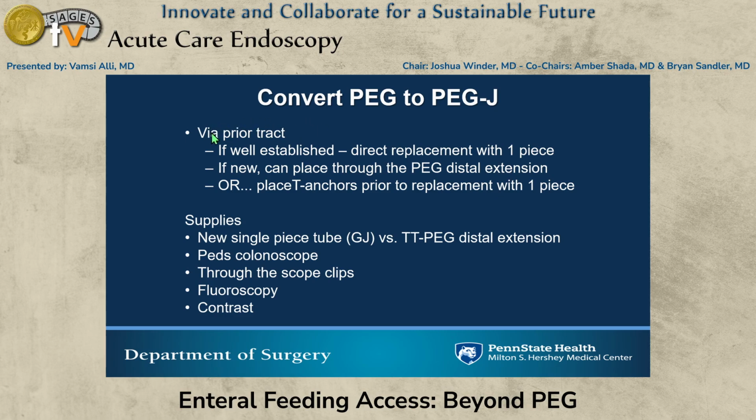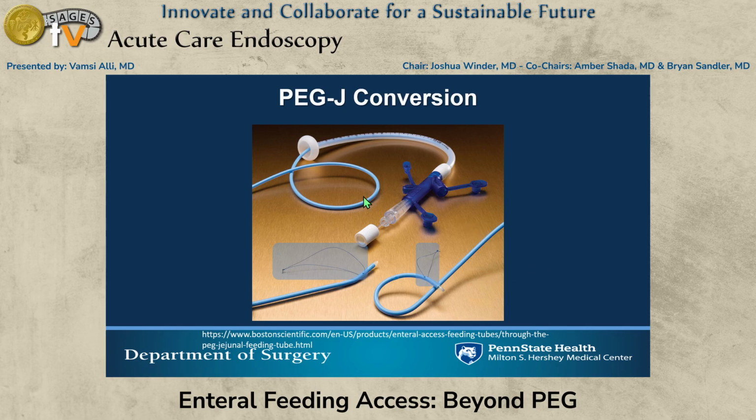Ways to think about this: if you have a prior tract, well-established, you can replace that with a single-piece GJ system. If new, you can place an extension or place anchors and replace with a single-piece system as well. This is the conversion kit where you place this through the PEG itself. The external portion is threaded through, and this is the distal portion that goes either post-pyloric or jejunal.